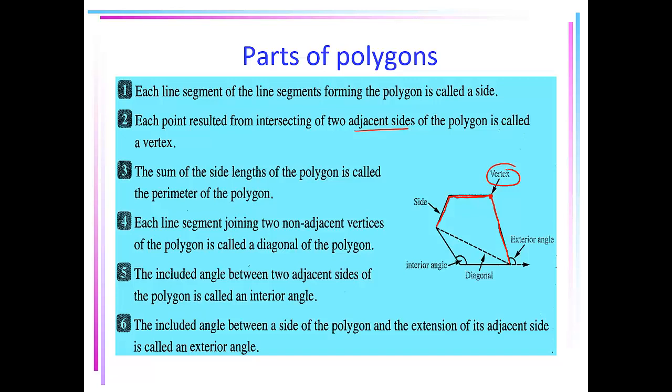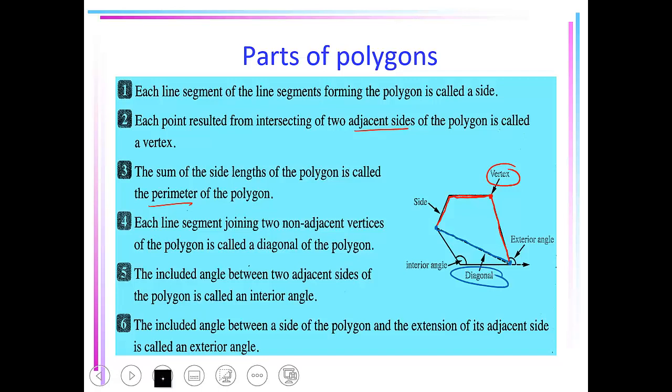Number 3, the sum of the sides of the polygon is called the perimeter of the polygon. If I add up all the sides together, all the lengths of the sides together, I will get the perimeter of the polygon, and this is exactly the definition of the perimeter. Number 4, each line segment joining 2 non-adjacent vertices. Non-adjacent means that they are not close to each other. So for example, those 2 vertices are not adjacent. This dotted line that we can see here is called a diagonal. So a diagonal is a line joining 2 non-adjacent vertices together.